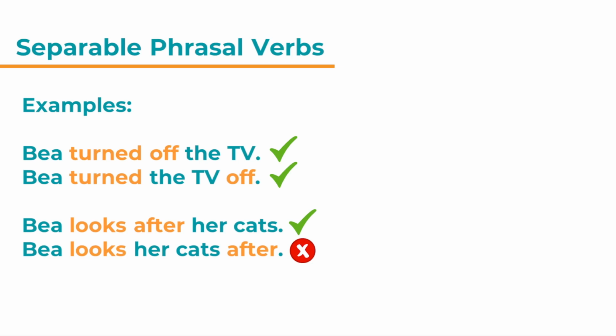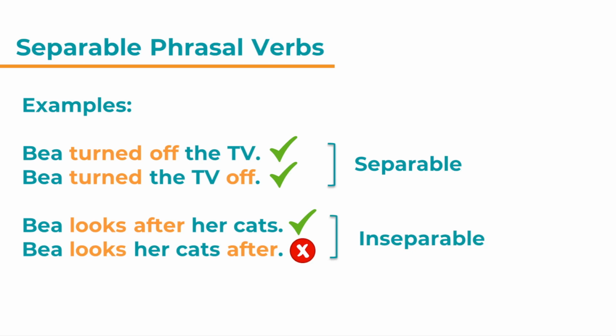This is an example of an inseparable phrasal verb. So turn off the TV, turn the TV off. Yes, both is fine. This phrasal verb can be separated, and so we call it a separable phrasal verb. However, look after is inseparable. We cannot separate verb from the particle.